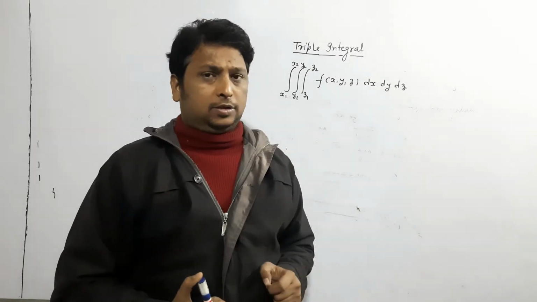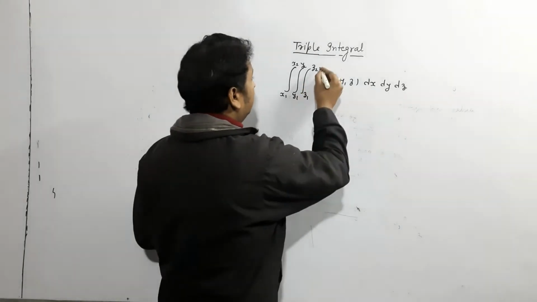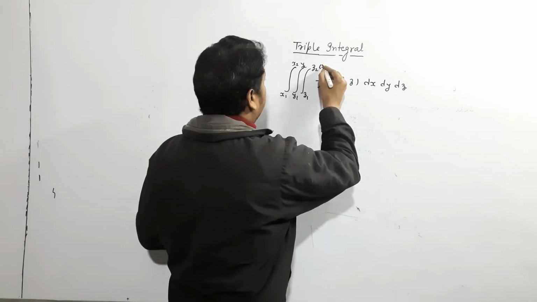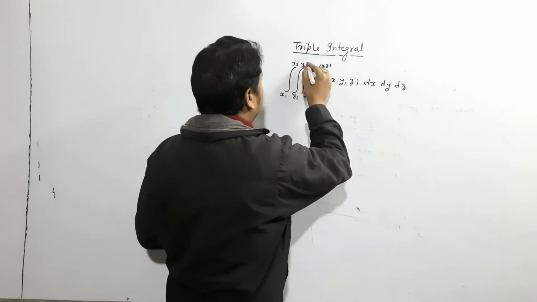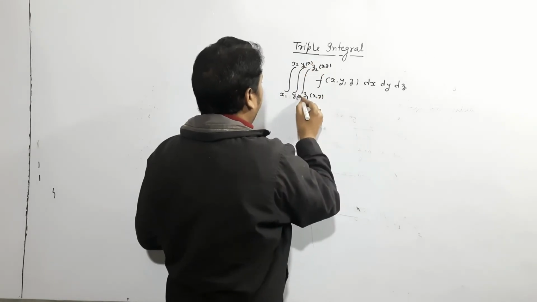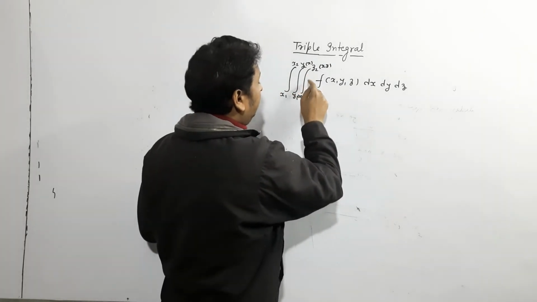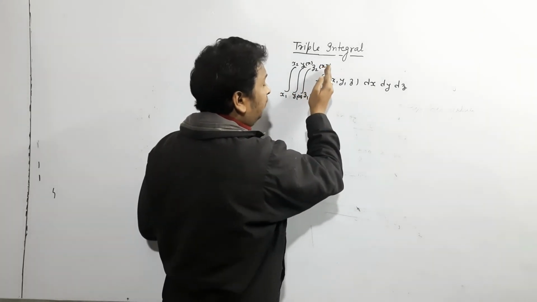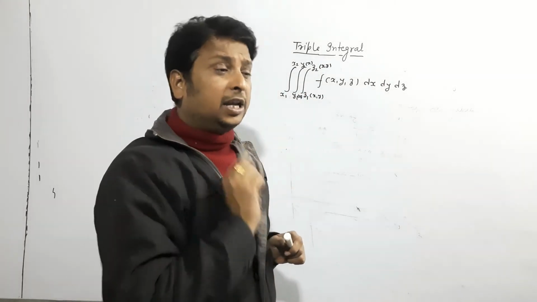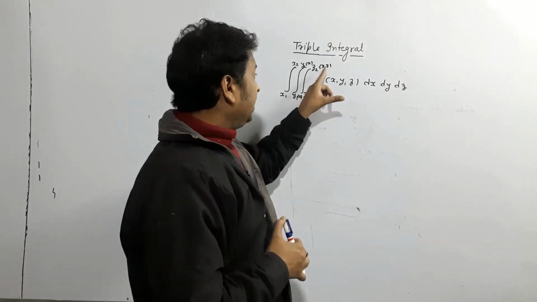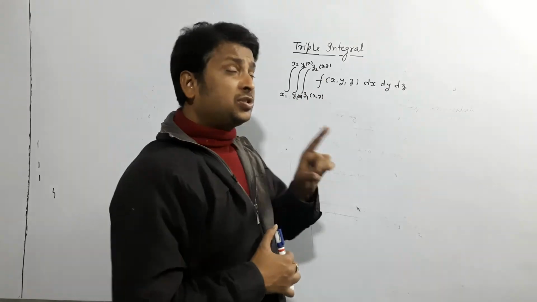When limits are given, suppose z1, z2 are functions of x and y, and the y limits are functions of x, and the x limits are constant. So first the z limit is given in terms of x and y. Which variable is missing in the first limit? That limit is given. So z1, z2 are in terms of x and y, it means the z limit is given.